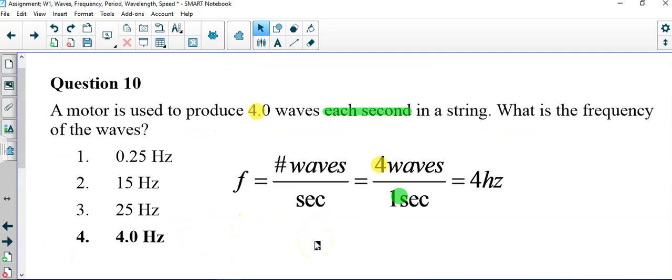Question 10 says that a motor is used to produce 4 waves each second in a string. What's the frequency of the waves? Well, frequency is the number of waves per second. Since you're making 4 waves per second, you have a frequency of 4 waves per second, or 4 inverse seconds, also called 4 hertz. Let's take a look at the next one.